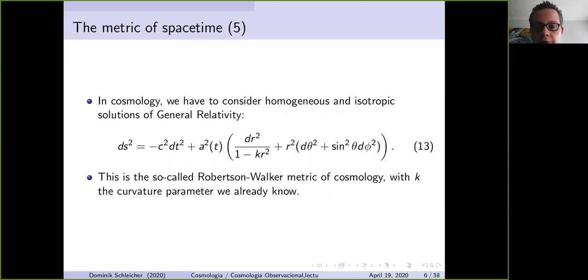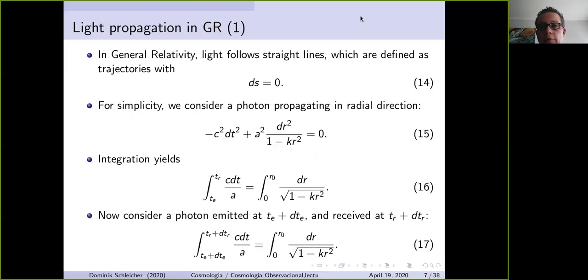If instead k is equal to 1, that corresponds basically to the spherical geometry with the closed universe, and k equal to -1 is the open universe. And the metric that we see here is a special metric which has a name, it's the so-called Robertson-Walker metric, or sometimes Friedmann-Robertson-Walker metric of cosmology, and k is the curvature parameter that we've been introducing before.